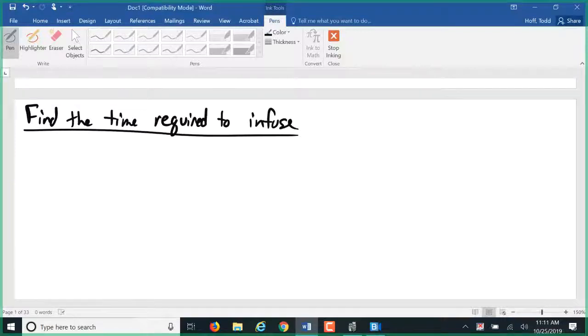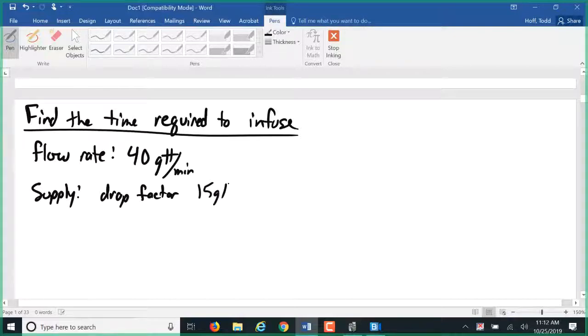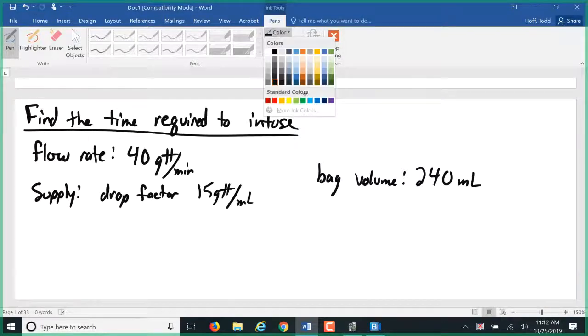So let's say that we have a flow rate of 40, it's set at 40 drops per minute. You look at the supply, the label is telling us that it has a drop factor of 15 drops per milliliter. Let's just ask how long would it take? The bag volume is currently 240 milliliters. How long is it going to take to infuse that?